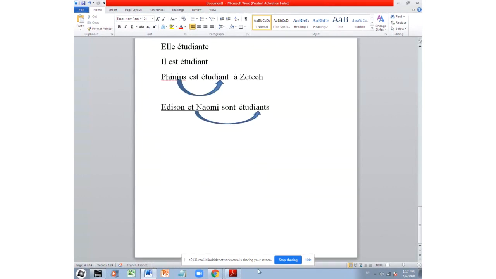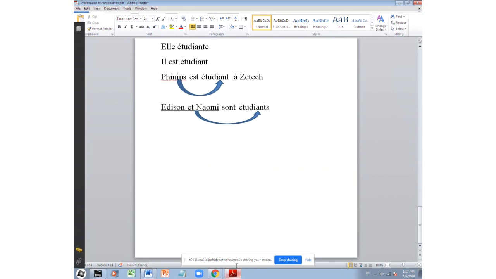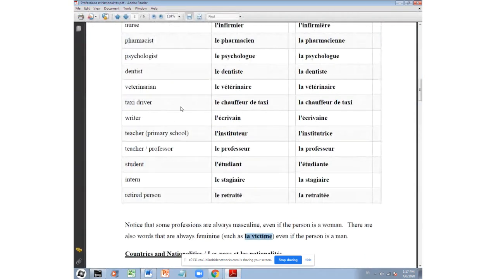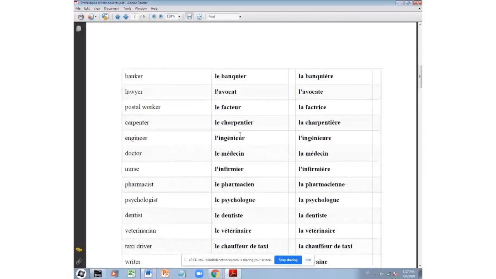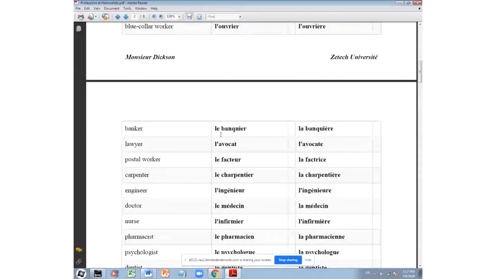And of course, I've taken you through this document, which is already on the portal. I told you to form a profession from these nouns you are given here. You simply drop what? You simply drop the article. For example, le banquier is a banker as a noun. But if you want to say, I am a banker, you simply say, je suis banquier. You cannot say, je suis le banquier. Just like the word student can be a noun, student can be a profession. A lawyer can be a noun, a lawyer can be a profession.